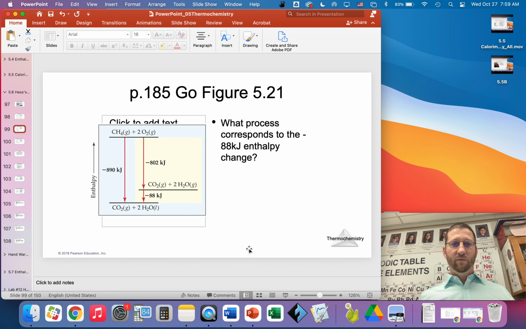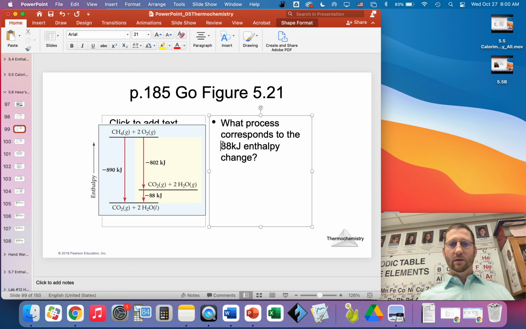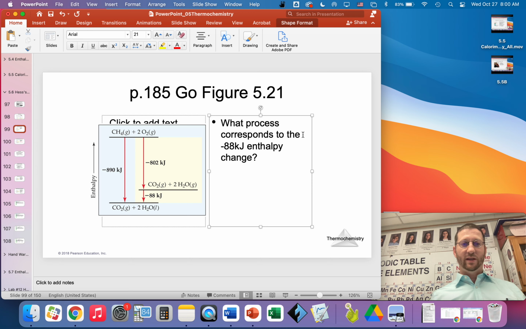So let's take a look at Go Figure 5.21. What process corresponds to the negative 88 kilojoules of enthalpy change? Think about that and then go ahead and respond.